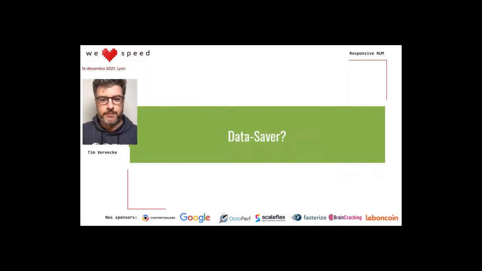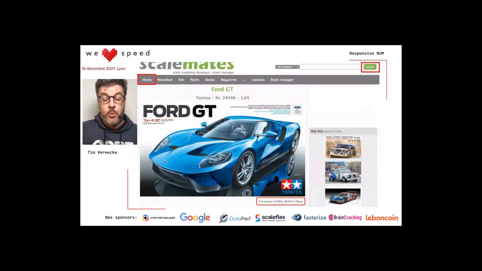One step further, point number three, data saver. Data saver is basically the browser or the end user asking, please don't ship too many bytes. Now, many of you might ignore that header. I don't. So what do I do when that header is present, when somebody asks to shave off as many bytes as possible?